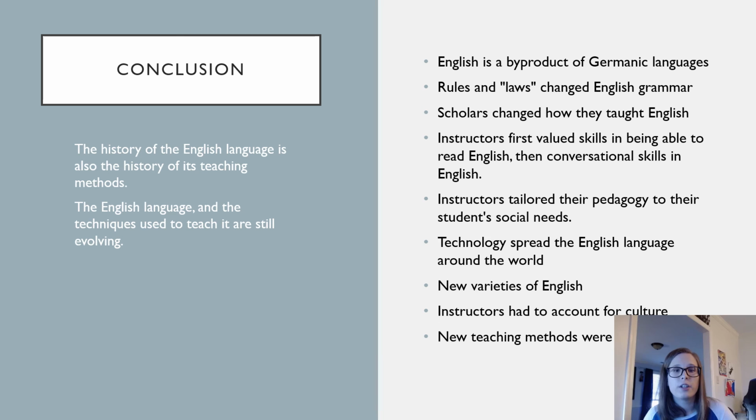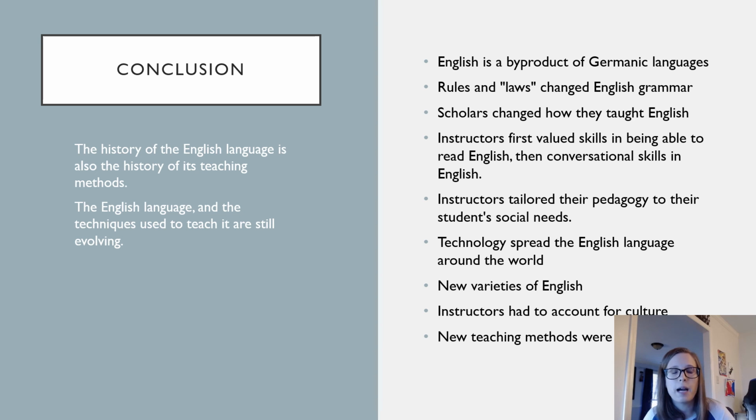So now that we have learned about the advancements of teaching the English language, as well as the different barriers that English language learners are still facing today, let's take one last look at how this information can help future English language learners. You know how they say that history repeats itself? Well, language and language learning techniques are no exception to this saying.